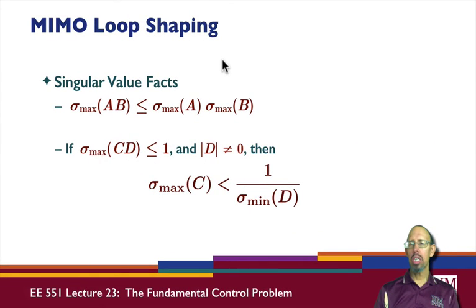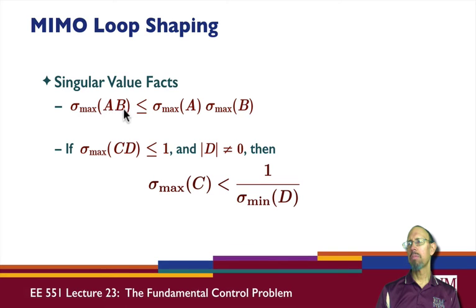So, as I've said, some of the things that we've talked about apply not just to single input, single output systems, but to multi-input, multi-output systems. But in order to do that, we have to look at this a little bit differently, because multi-input, multi-output is not just a single number. We actually have a matrix, and so instead of looking at absolute values, we have to look at norms or singular values. And so in terms of singular values, we have these relationships.